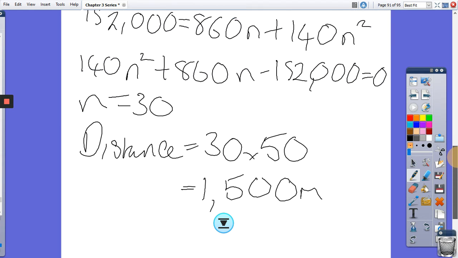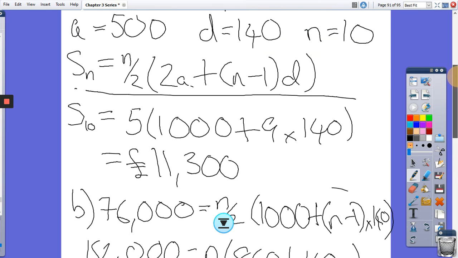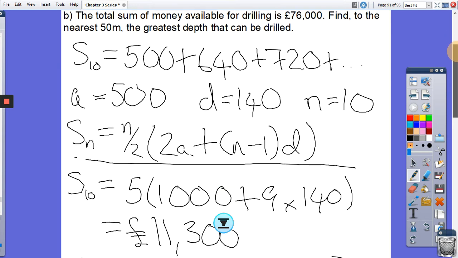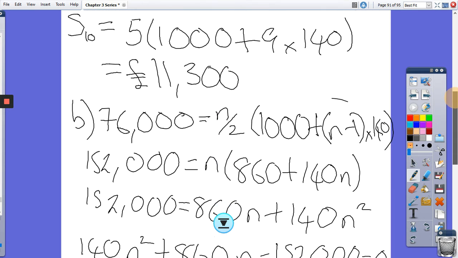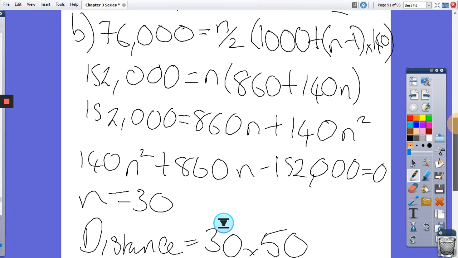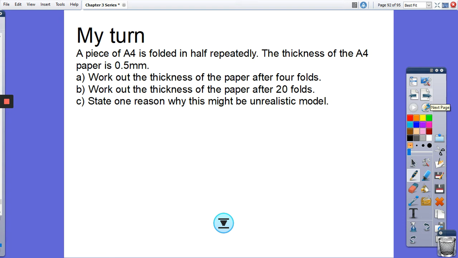Okay, so if you've got that, well done. I don't think it's that easy a question, especially part B, but there you go. If you want to make sure that you've got all this into your notes, please do so now. And then we're going to have a look at a geometric series here. Well, it's not going to be a series, it's going to be a geometric sequence. So let's have a look at this now.